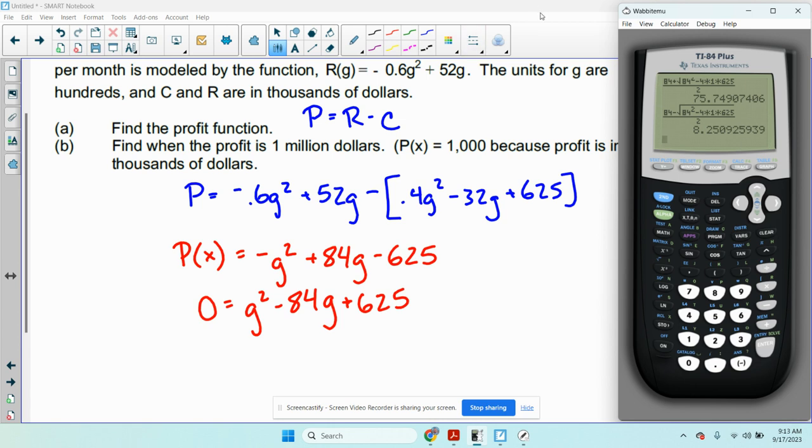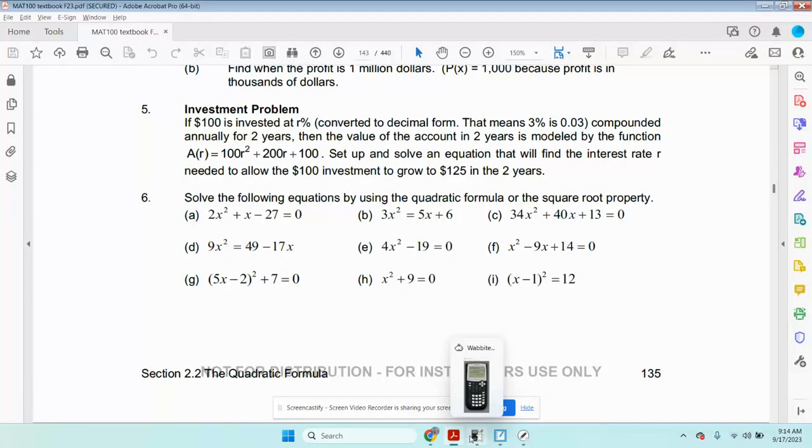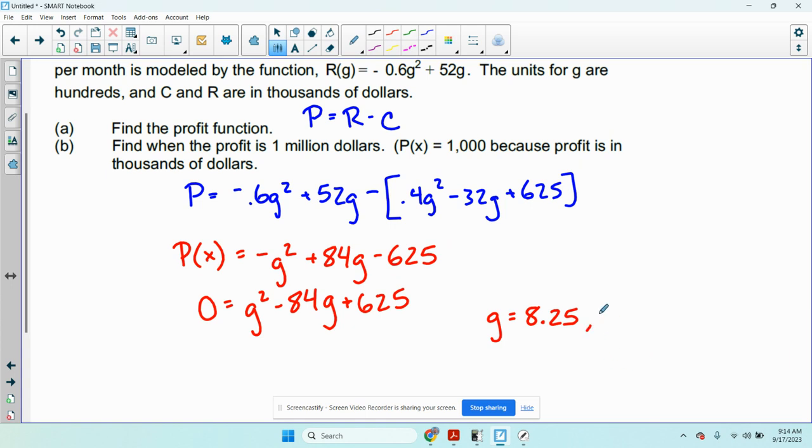Your two answers are going to be 8.25 or 75.75.